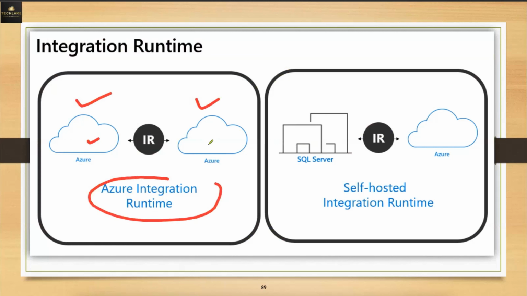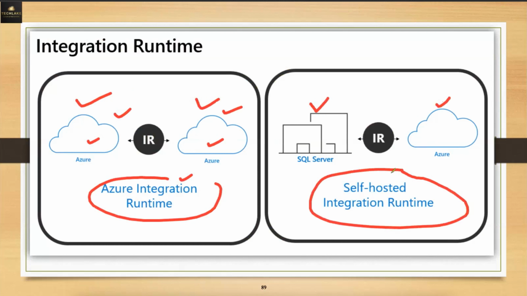Source is Azure, target is Azure. Maybe Gen 1 to Gen 2 migration, blob storage to Gen 2 migration, or any other database to blob storage, or database to database migration. If source is Azure and target is Azure, we can use Azure integration runtime. Consider your source is a private network, an on-premises machine, and the target is the cloud. Then if you want to migrate data, you use another integration runtime called self-hosted integration runtime. Self-hosted integration runtime will come into the picture only if the source is on-premises or a private network.